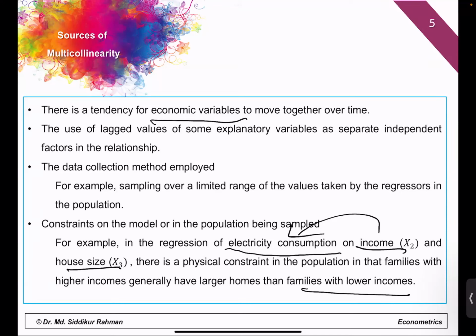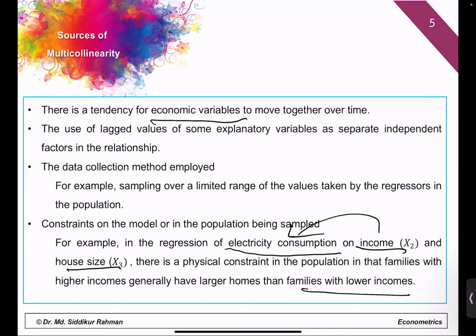I repeat again. If you want to estimate the electricity consumption on income and house size, what is the dependent variable here, or outcome? Electricity consumption, the outcome. Very good. So what are the predictors here? Income and house size. Okay, so normally there might be correlation between income and house size.